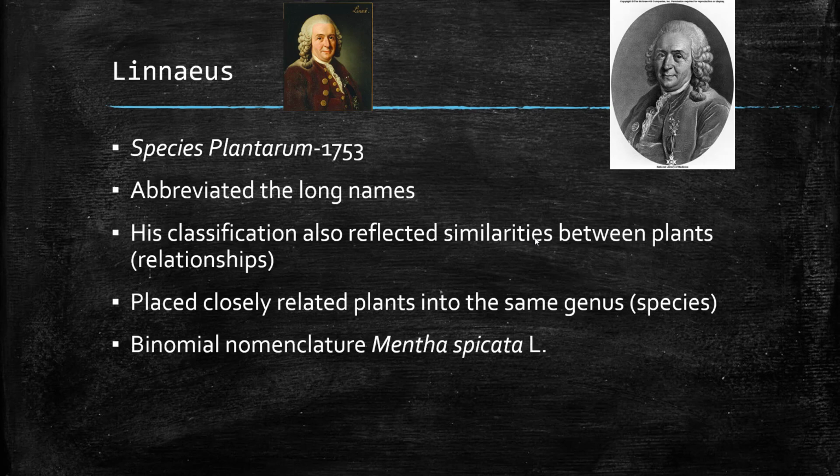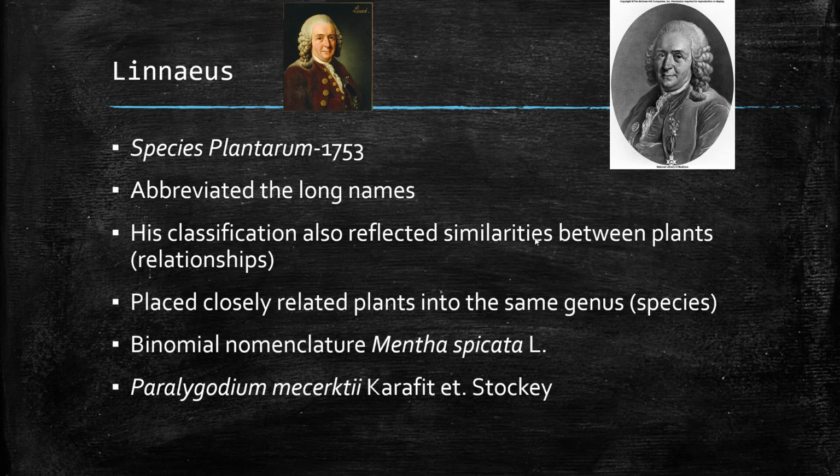And he used binomial nomenclature. So instead of Mentha spiccatus folius oblonga serratus, he just shortened it to Mentha spiccata. Two words, two names, binomial: Mentha spiccata. And sometimes you'll see a letter at the end of that. That just means named by Linnaeus, right? If you name a new species, your name goes after that as well. But you won't get to use just a letter because you're not as famous as Linnaeus.